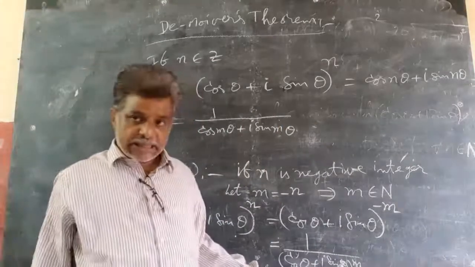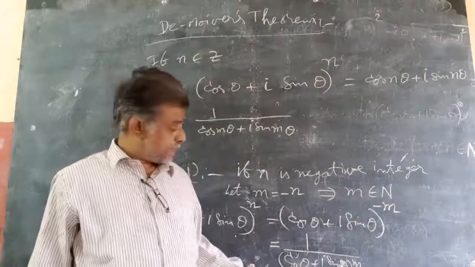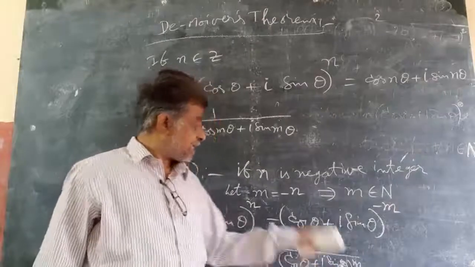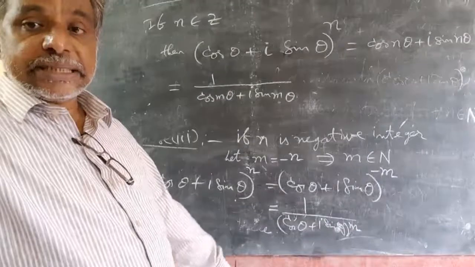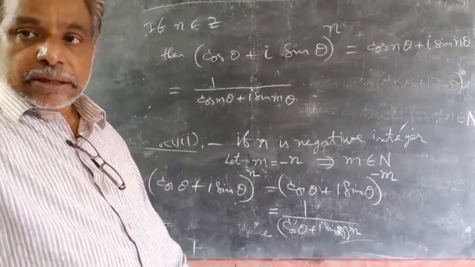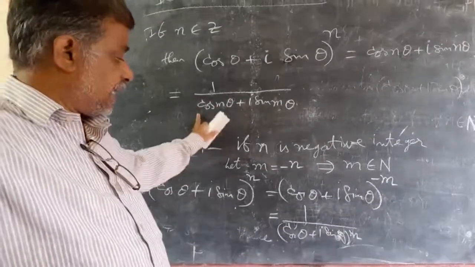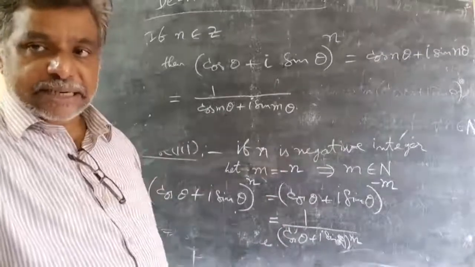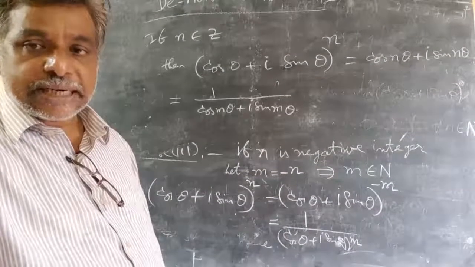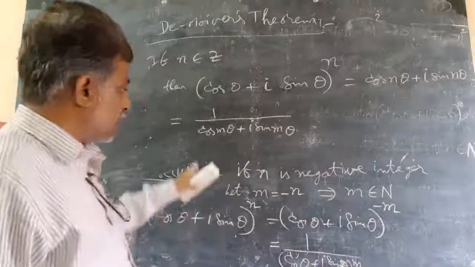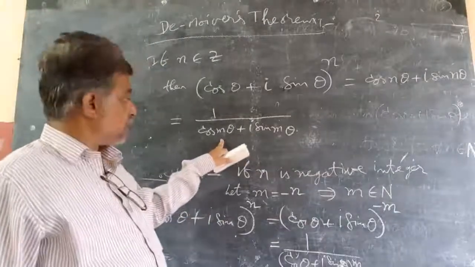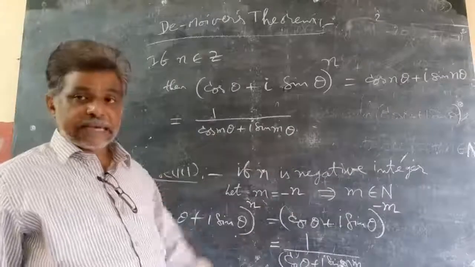According to De Moivre's theorem for positive numbers, cos m theta plus i sin m theta, whole power m, where m is a positive integer, according to case 2, I can write as 1 by cos m theta plus i sin m theta. N is a positive integer, we already proved. Till this you understood, I think.